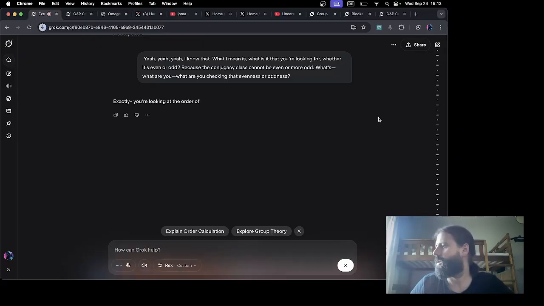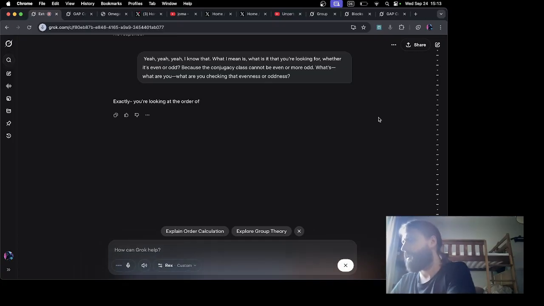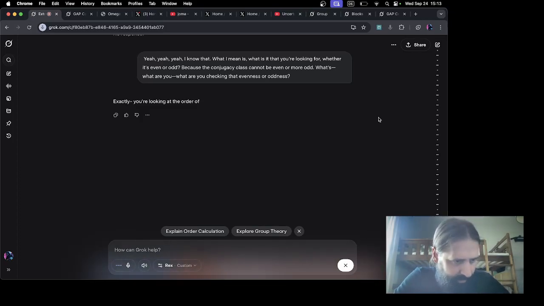You're checking the order of the element that represents each conjugacy class, not the class itself. Classes don't have parity, but the element you pick from it does. Take your 20 classes, each has a rep. For each rep, ask, how many times do I apply this element until I get back to identity? That's its order. Say 1, 2, 3, 4, 6, 9, 27. If the order is odd, 1, 3, 9, 27, keep the class. It's 2-regular. If the order is even, 2, 4, 6, etc., toss it. It's 2-singular. Doesn't count in char 2.